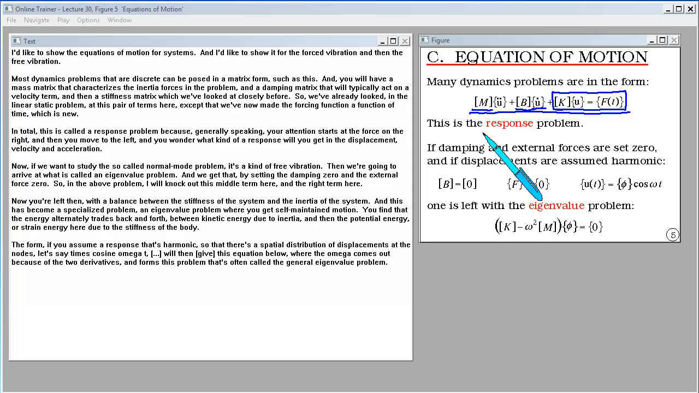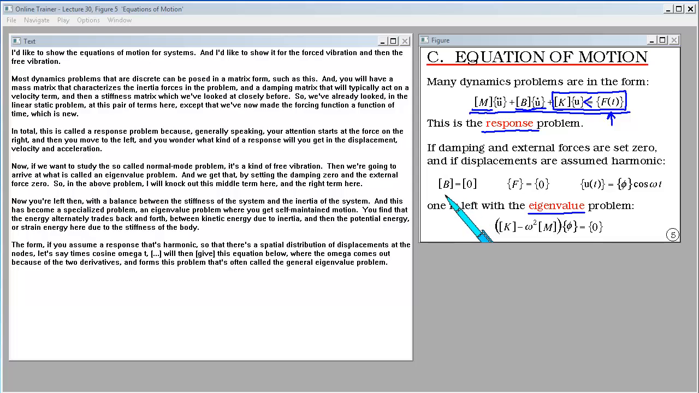In total, this is called a response problem because, generally speaking, your attention starts at the force on the right and then you move to the left and you wonder what kind of a response you will get in the displacement, velocity, and acceleration. Now, if we want to study the so-called normal mode problem, it's a kind of free vibration. Then we're going to arrive at what is called an eigenvalue problem.